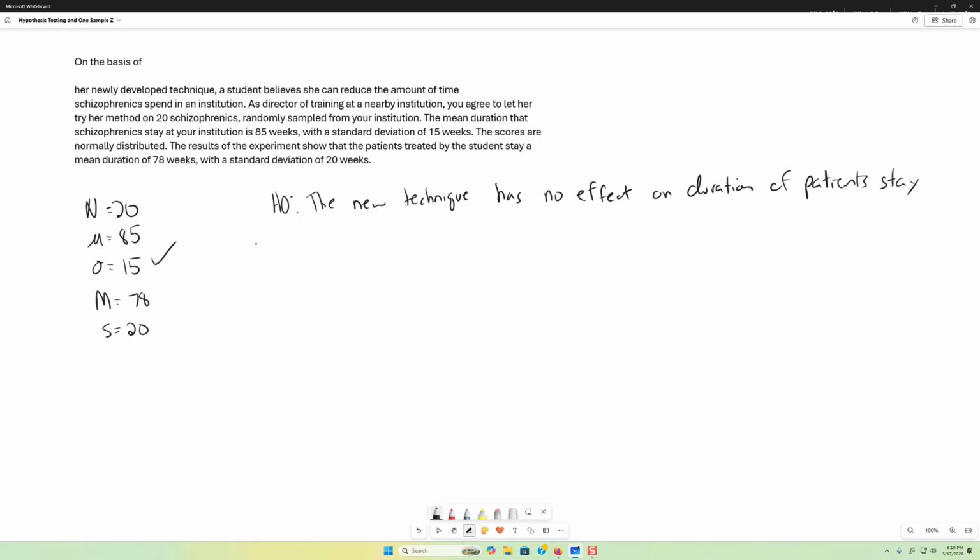Now our alternative, is it going to be directional or non-directional? Well, we have here reduce. So you see the word reduce? Reduce means directional. So the new technique will reduce. We know that's a one-tailed test because it's a directional term. So it's a directional hypothesis. Reduces duration of patient stay.